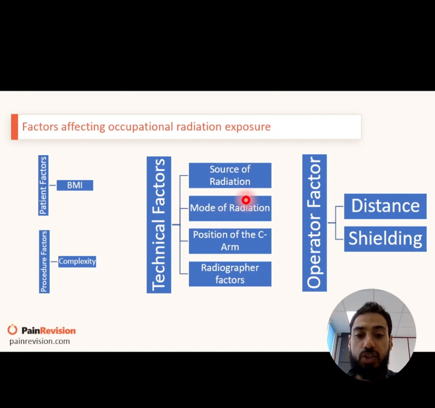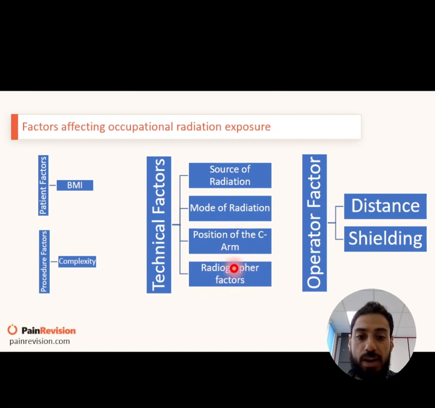The mode of radiation itself, which means are you taking still images or are you screening? And if you're screening, are you doing a continuous screen or are you pulsing the images in a screen? So actually, what's the frames per second when screening? And that's a good, important factor to potentially try and work on practically. So you can try and reduce the number of frames per second so that even when you're screening, you're not actually continuously screening all of the time. The position of the C-arm, I'll talk about in the next slide.